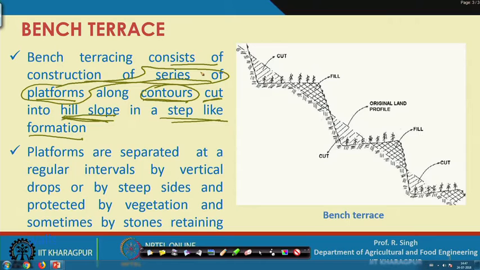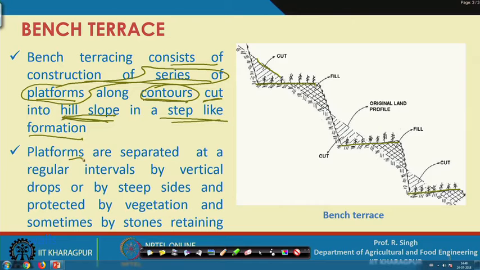So, as you can see here in this picture, this is the original landscape, and as you can see that the cutting and filling operation has been done so as to get these step like structures here. There are series of steps which we can see here, and these are referred to as benches or bench terraces.